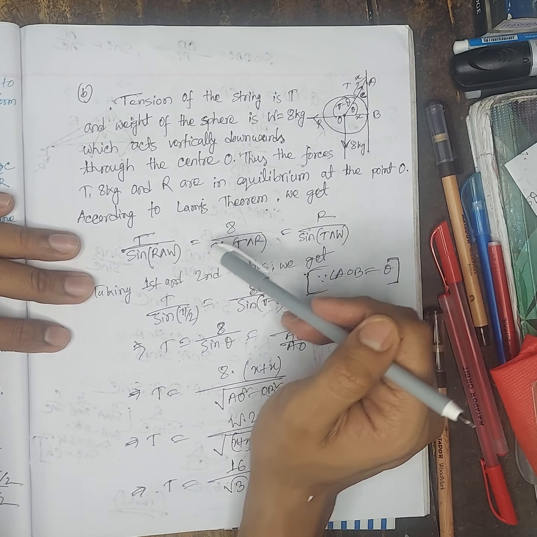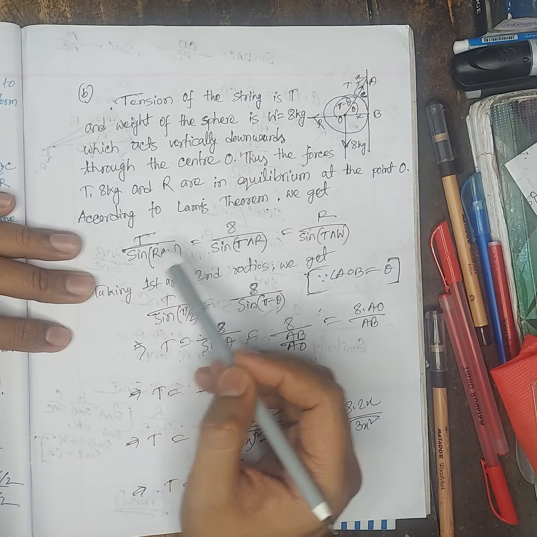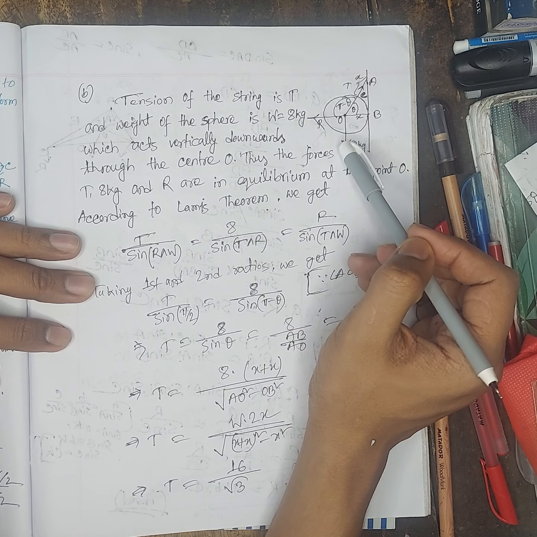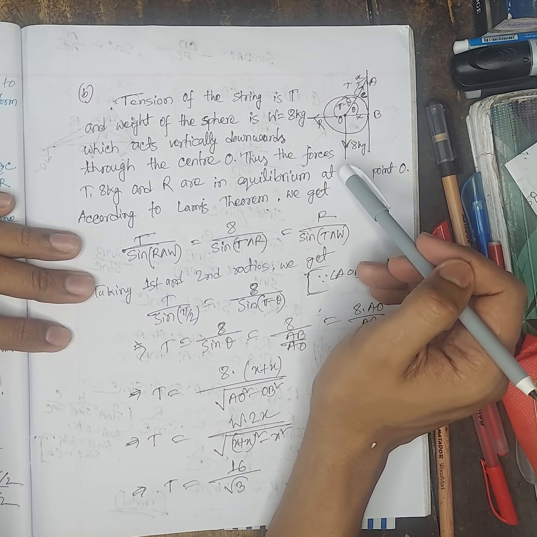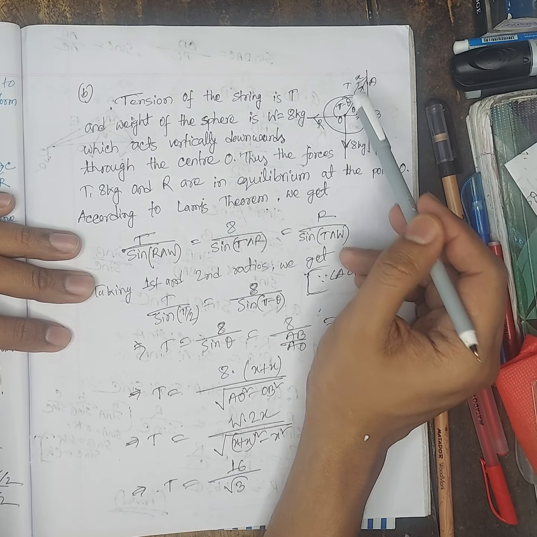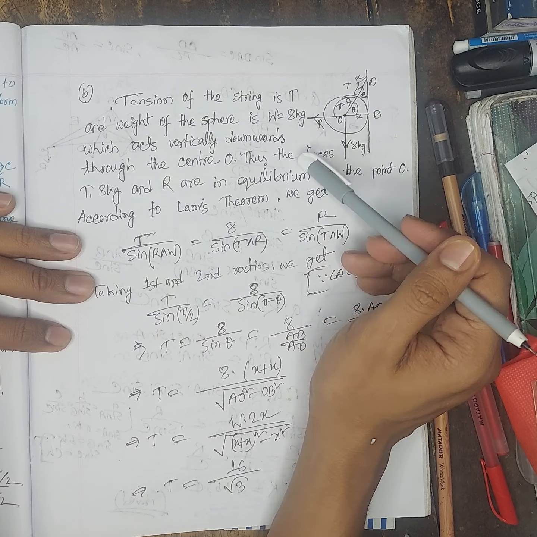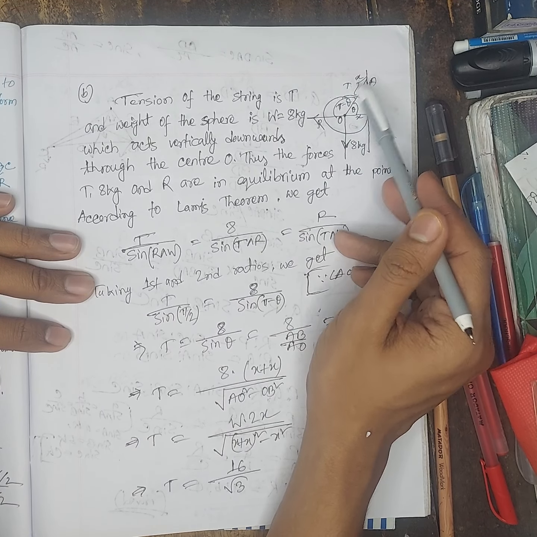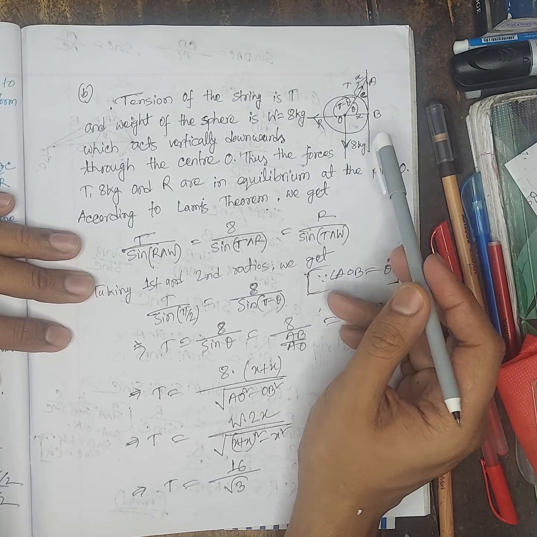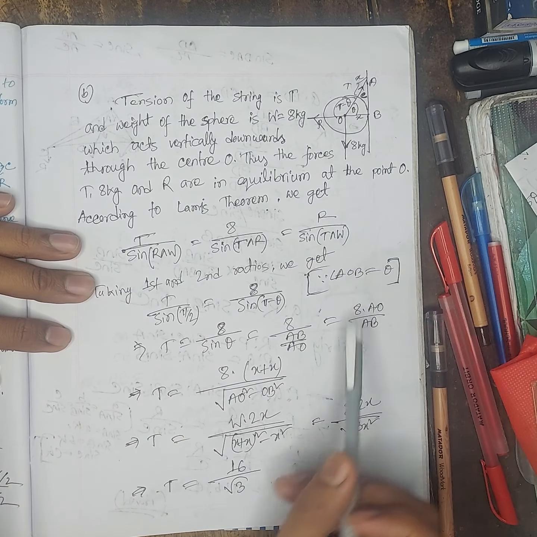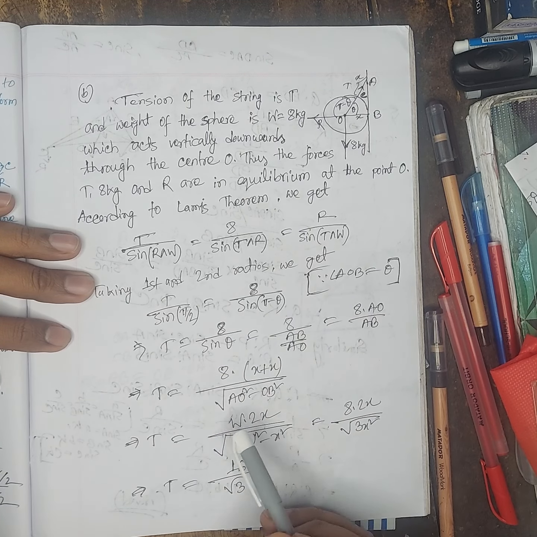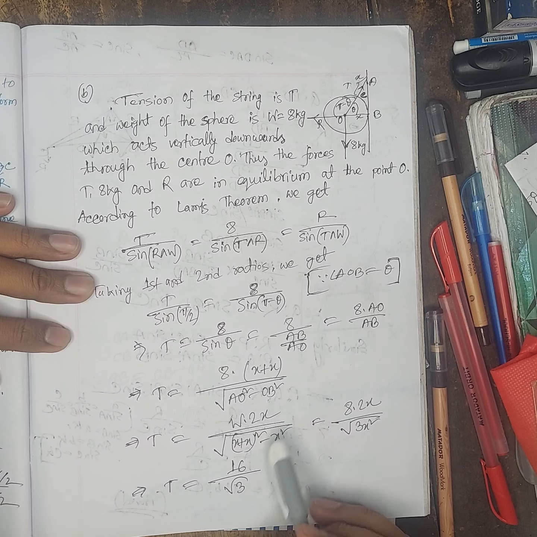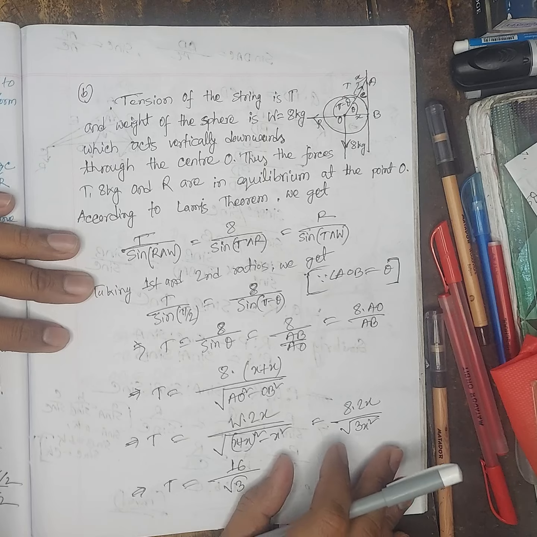According to Lami's theorem, we get T by sine of the angle between the other two forces, and similarly 8 by sine of the angle between the other two forces, and R divided by sine of the angle between the other two forces. So T divided by sine alpha by 2 is equal to 8 divided by sine (pi minus theta). So T is equal to 8 times 2x divided by root over 3x square. So T is equal to 16 by root 3.